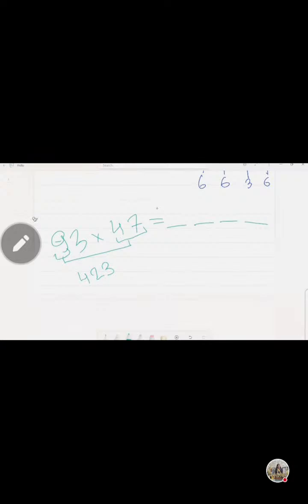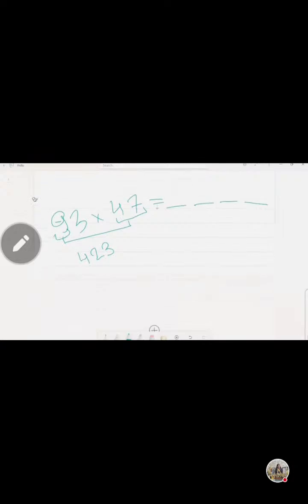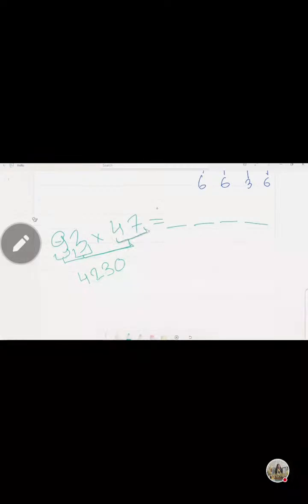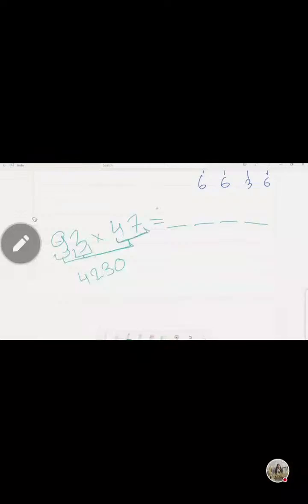Okay? I'm just writing 0 and 0. Now what is the second step? To multiply the second digit of the first number with the whole second number. So 47 multiplied by 3 is how much? 141, okay?